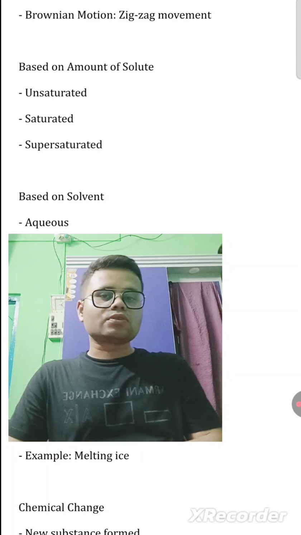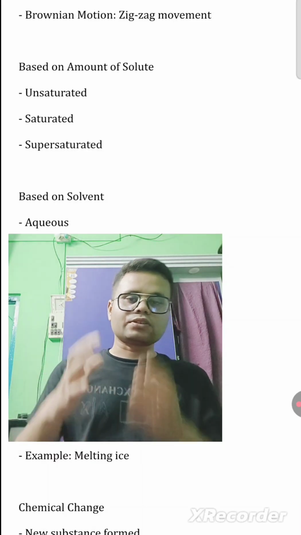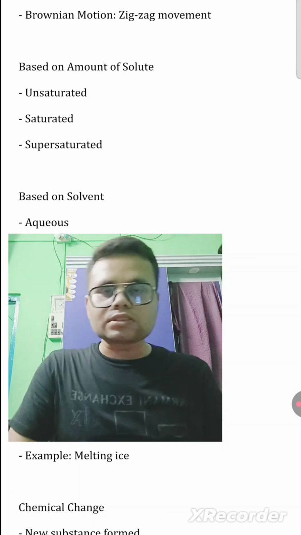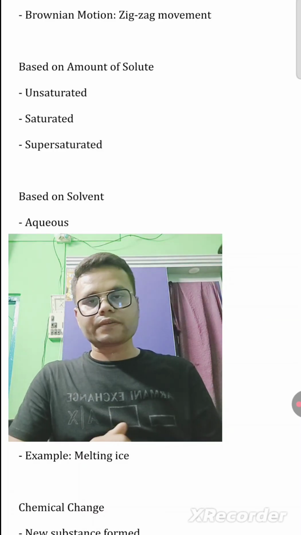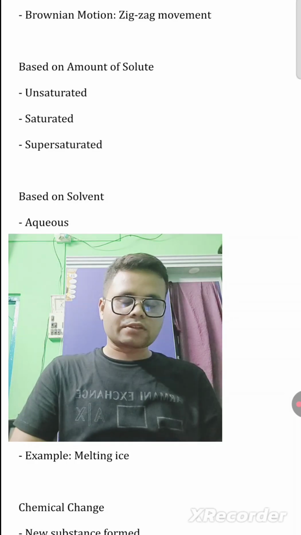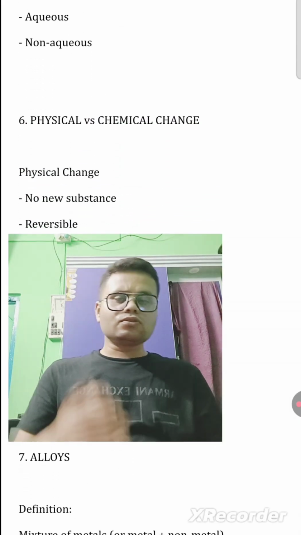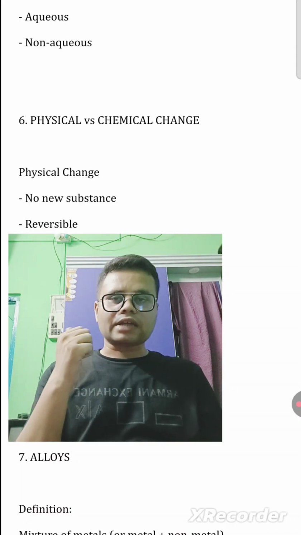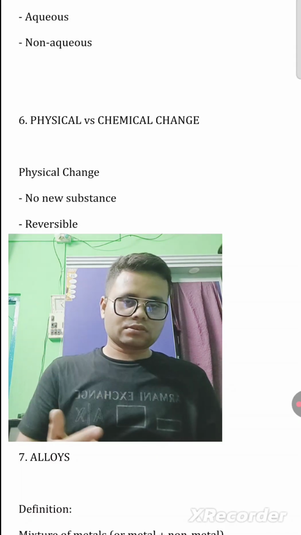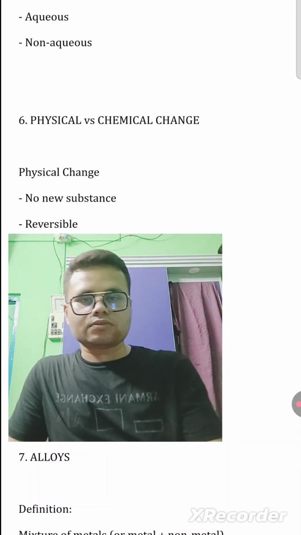Based on the amount of solute, solutions are unsaturated, saturated and supersaturated. These three come under the amount of solute. Based on solvents, there are two types: aqueous and non-aqueous. Both are examples of solvents. This is the best. Okay.